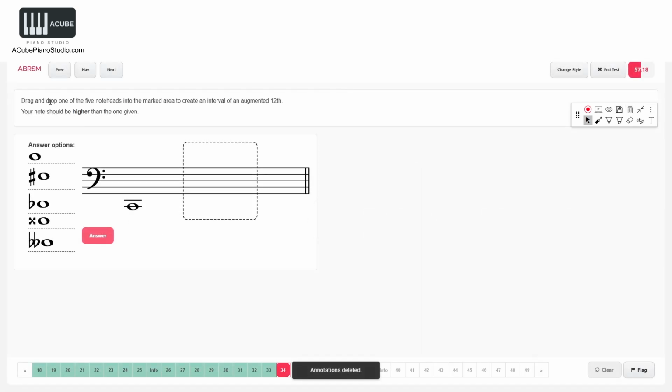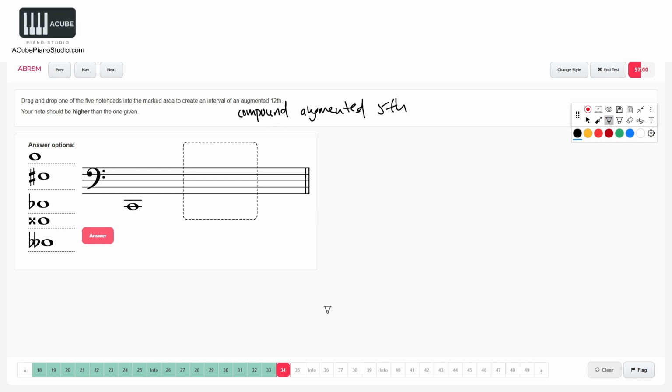Okay, next, drag and drop the notes. Then you need an augmented 12th. So for augmented 12th, let's minus 7. So it is actually a compound augmented fifth. 12 minus 7 is 5, right? So it's a compound augmented fifth. Okay, so for fourth and fifth it is perfect, then augmented. So it's just one semitone higher than the perfect or the major.